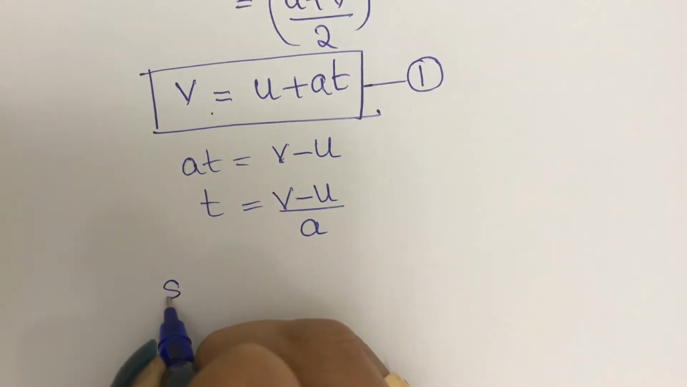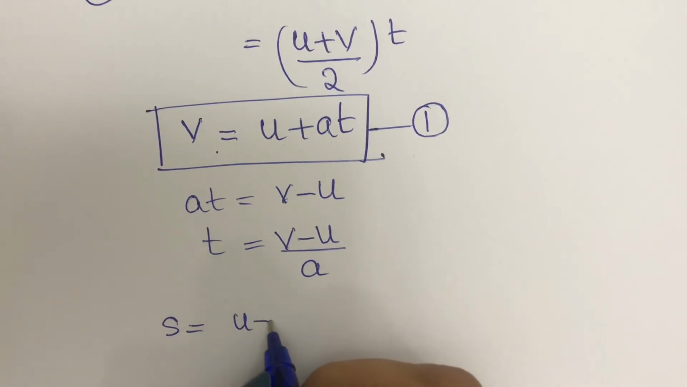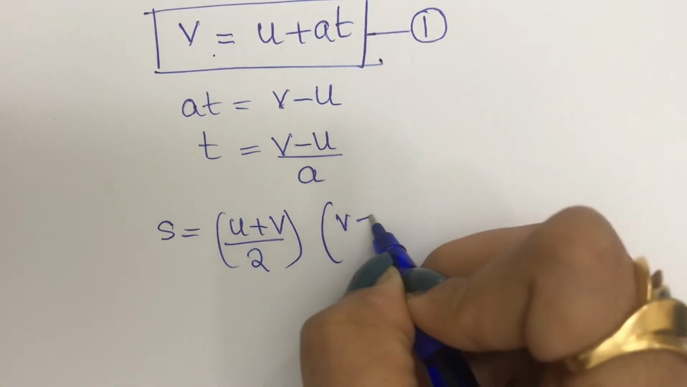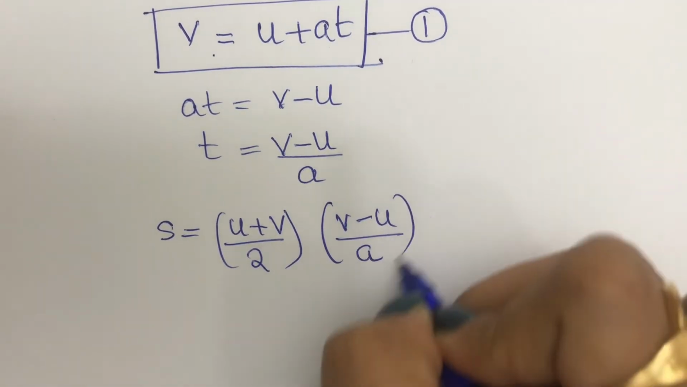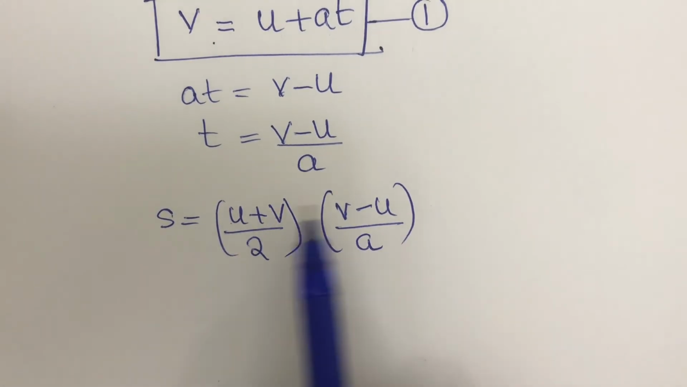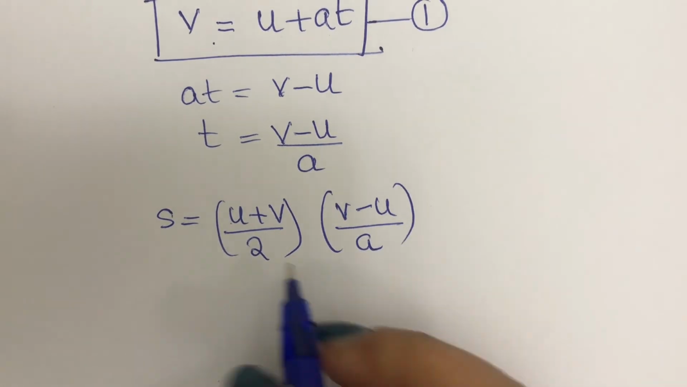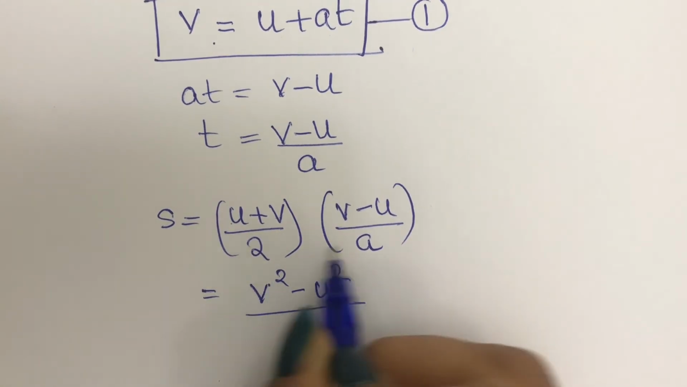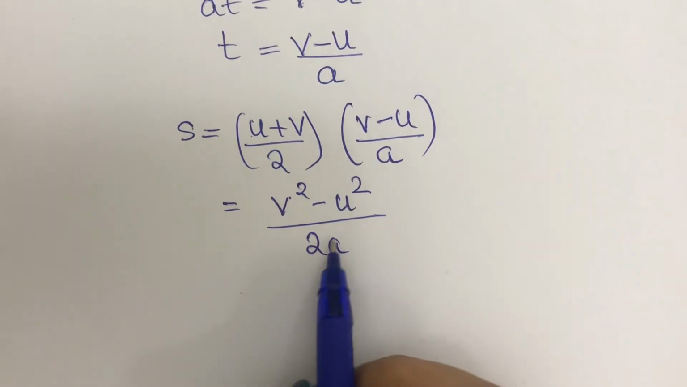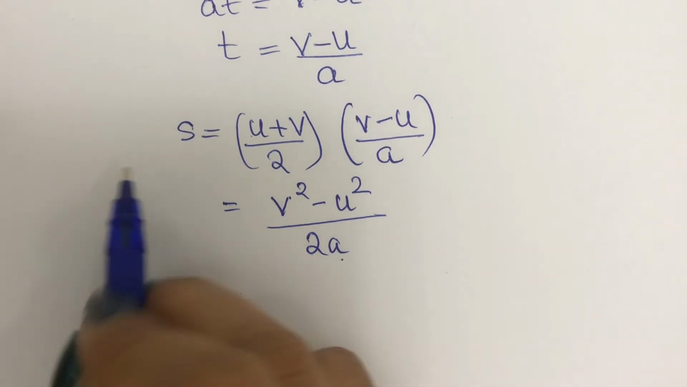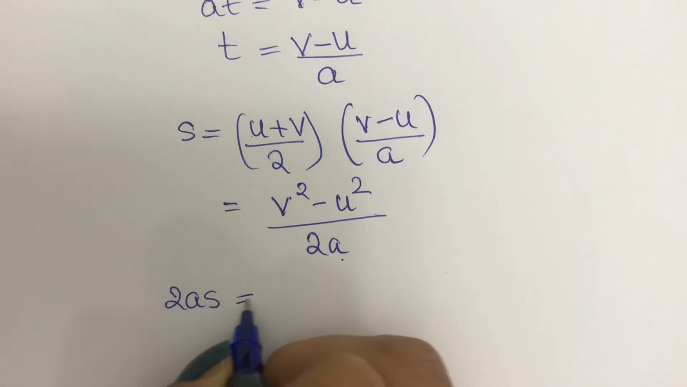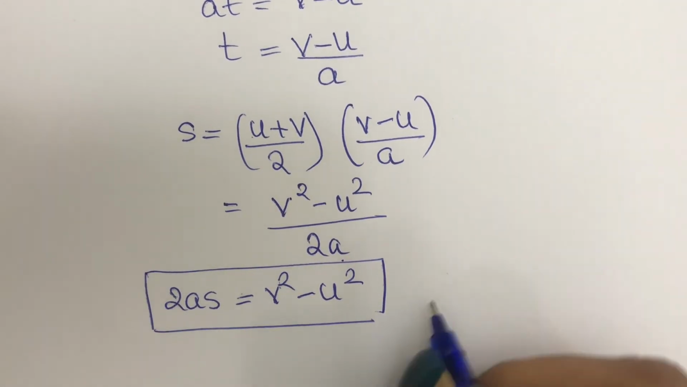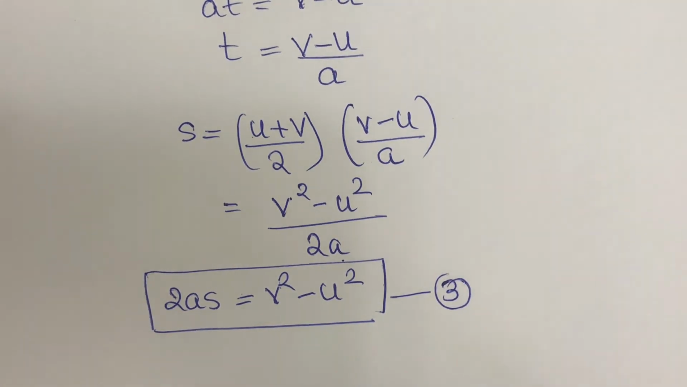That is, s is equal to ((u plus v) by 2) into ((v minus u) by a). You know that (v plus u) into (v minus u) is equal to v square minus u square, and 2 into a is 2a. So we take this term to the other side, and it will be 2as = v square minus u square, and this is our third equation.